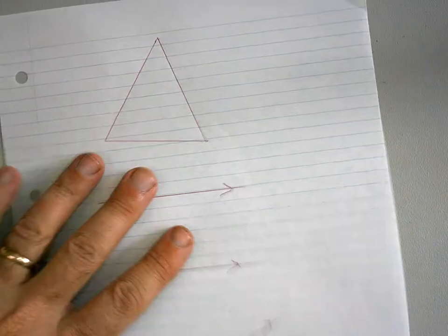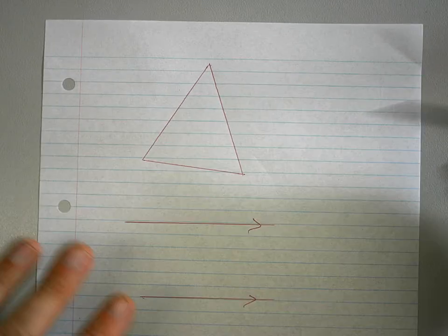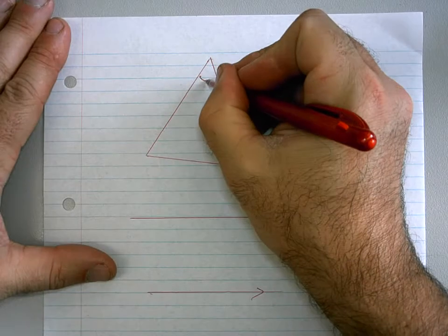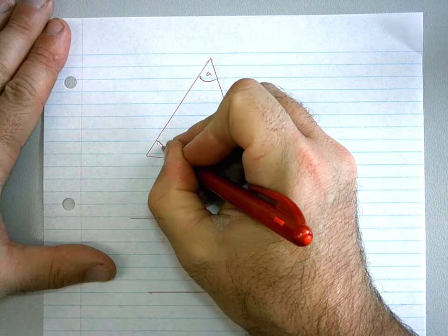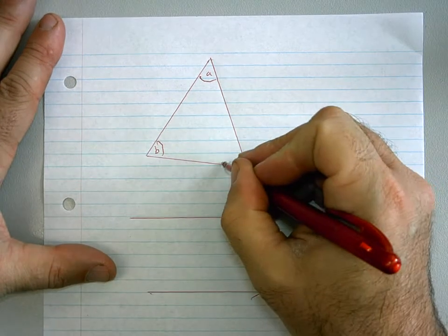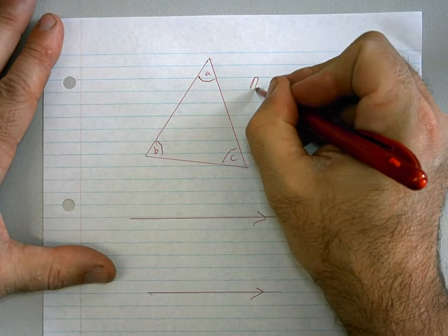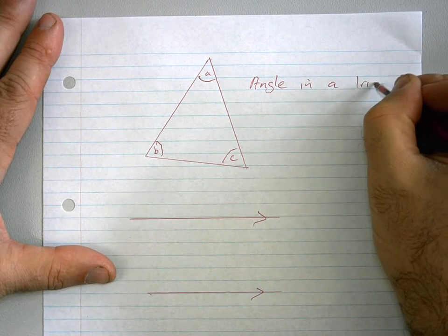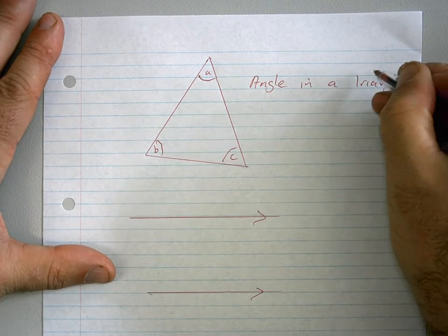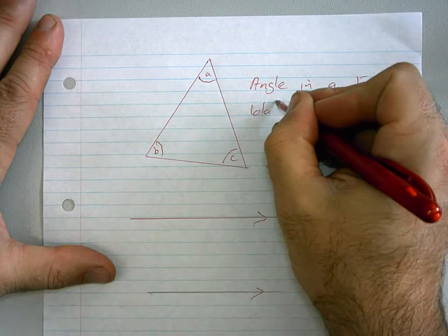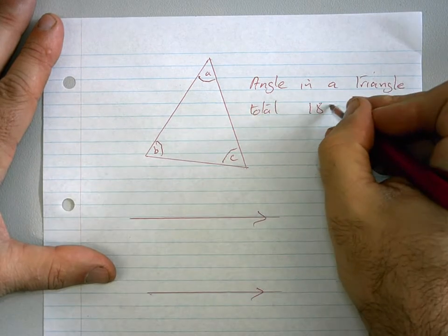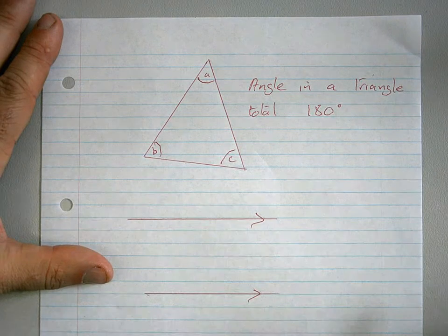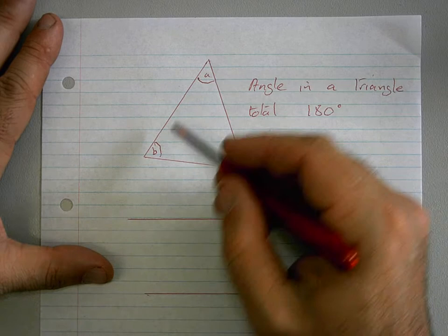Okay, next set. So now I have a triangle. If I call that angle A, and I call that angle B, and I call that one angle C, then angles in a triangle total 180 degrees. So the three angles in there.